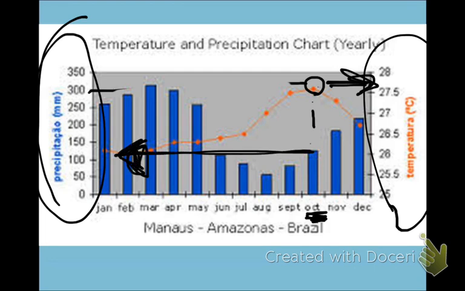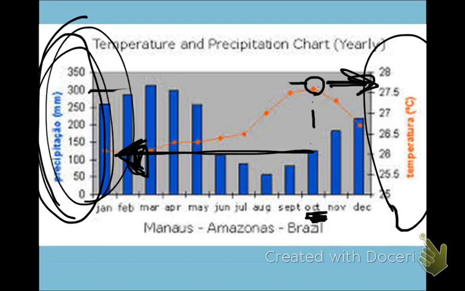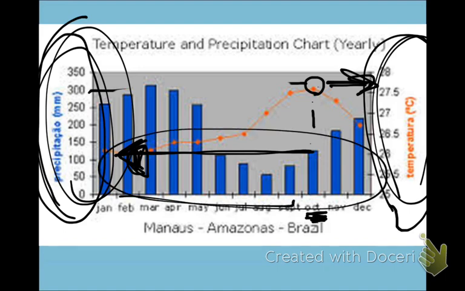And that's very easily seen. You just got to make sure that you are reading and looking at what it's saying. And it typically will tell you, but if it doesn't, remember bar graphs are rain or precipitation. Line graph is your temperature.